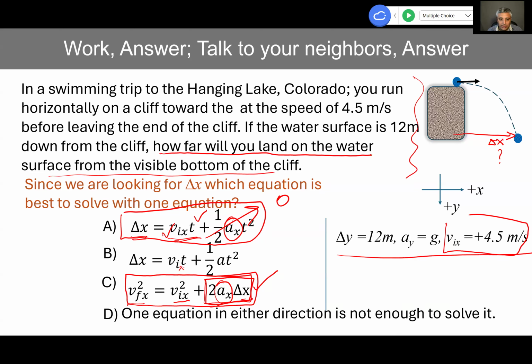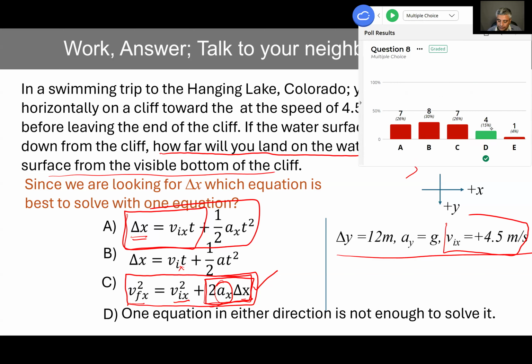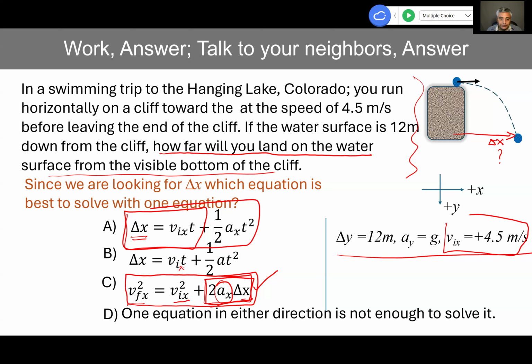That means one equation is not enough to solve this problem. We need two equations. So I think the best choice in this case would be D. Once we figure out what the time is, we should be able to use this equation here. So D is the best choice, folks. Anything you'd like to add or ask here?